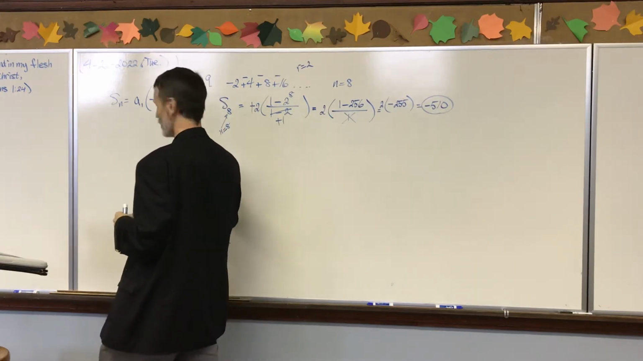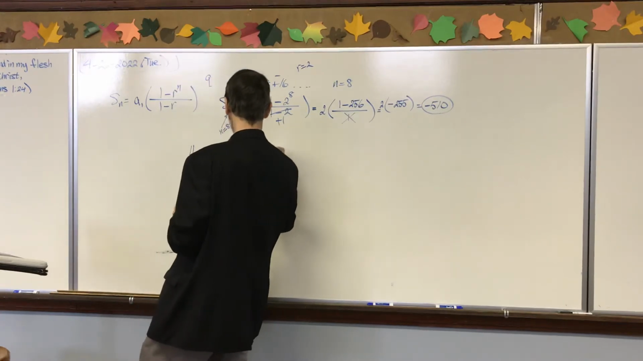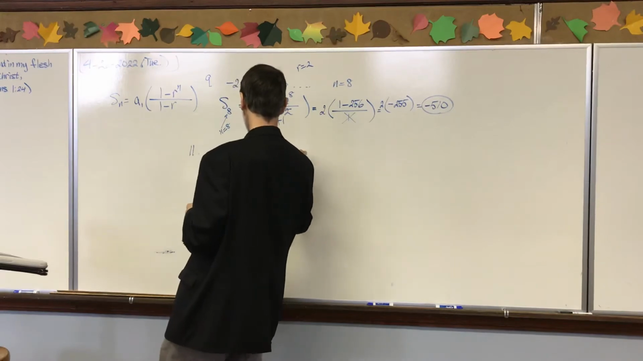Number 11. -1 minus 4 minus 16 minus 64, and so on. I'm going to change these to add the opposite, add the opposite, add the opposite.